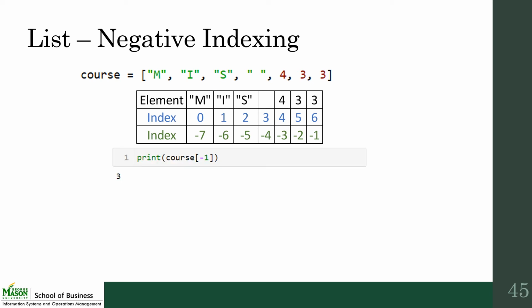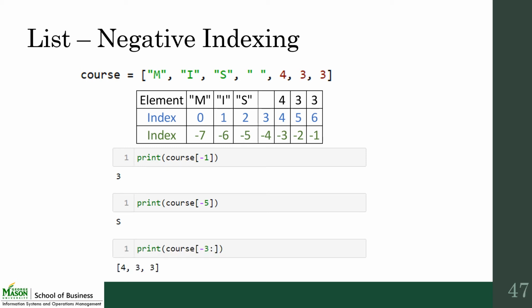To retrieve the last element within the course variable, we would use -1 inside square brackets. This is another example of locating the element in index position -5. And this last code cell is an example of slicing using negative indexes.